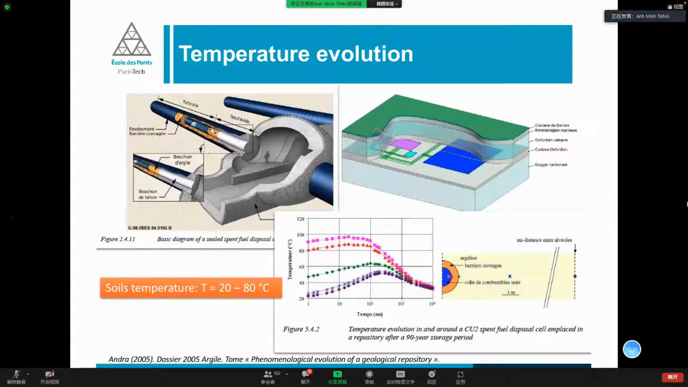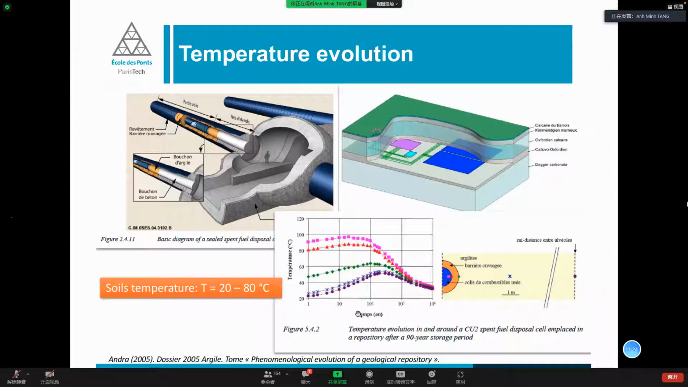Because of the heat emitted from the waste, since this is radioactive waste, we see the following. This is the waste canister, shown here in blue. Around the canister, we have a layer of compacted expansive clay, usually bentonite, and then around this is argillite, the Callovo-Oxfordian claystone. When the canister heats the surrounding soil, the temperature in the bentonite and also in the argillite can increase, depending on the concept, up to 80 degrees.